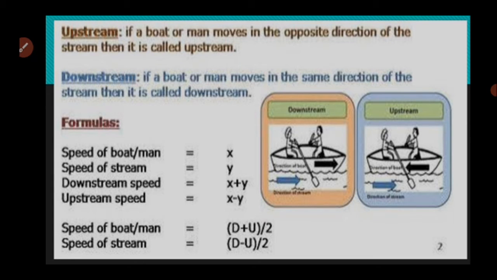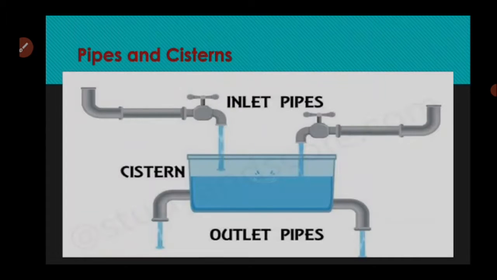Then we have the formula for the speed of the boat or the man equal to d plus u by 2. What is the meaning of d and what is the meaning of u? d is the downstream speed and u is the upstream speed. Okay, and speed of the stream equals d minus u by 2.